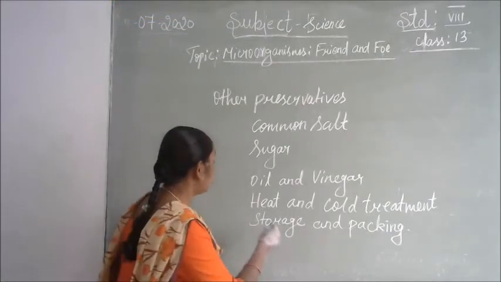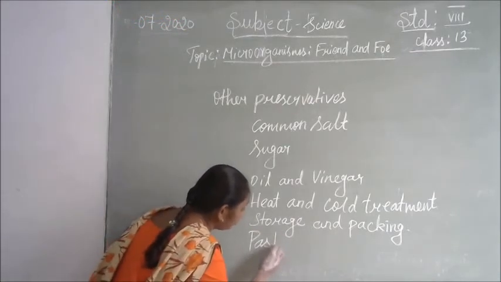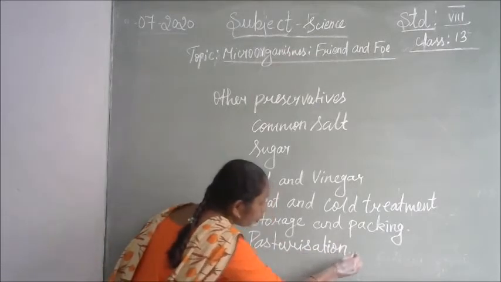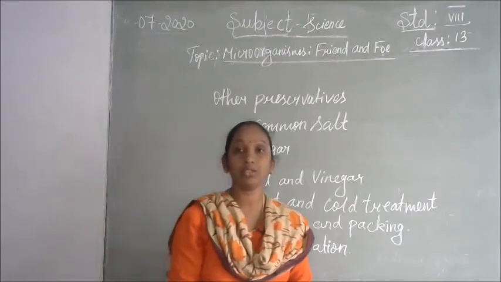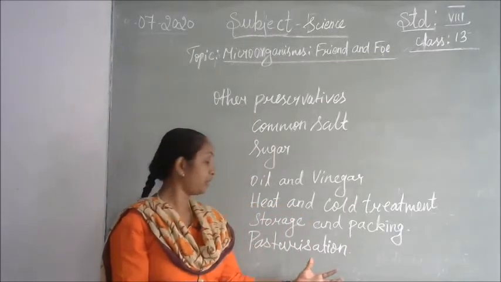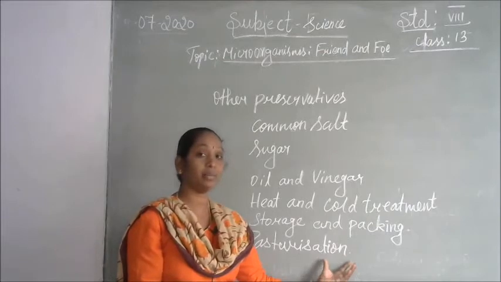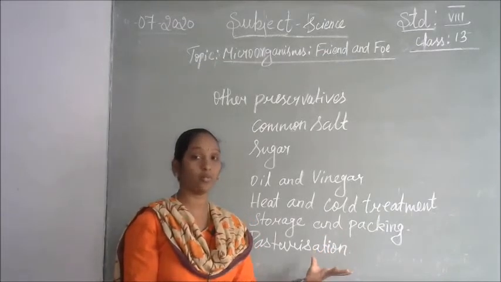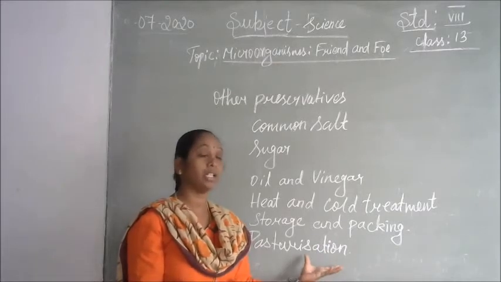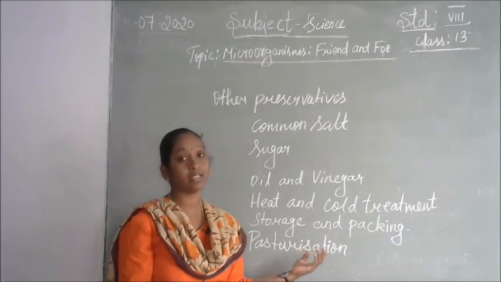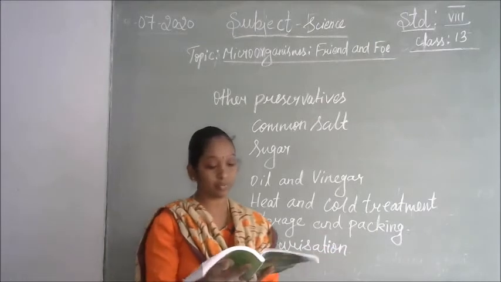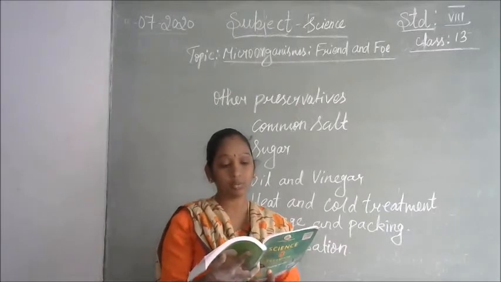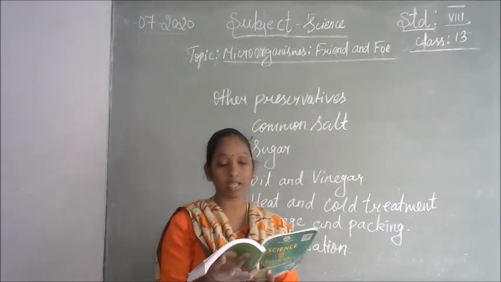Next is pasteurization. This is the process of heating the milk to a certain temperature and then immediately cooling it. Whatever unwanted microbes are present in the milk will be killed, then we can pack it. It can be used for at least 48 hours. That is the packet milk we see nowadays. So it can be consumed without boiling as it is free from harmful microorganisms.